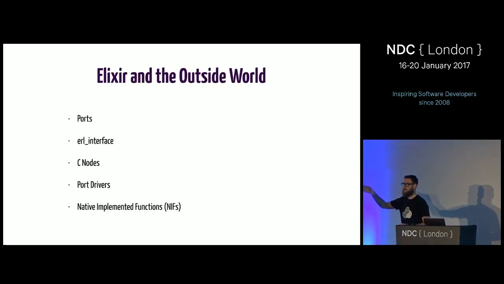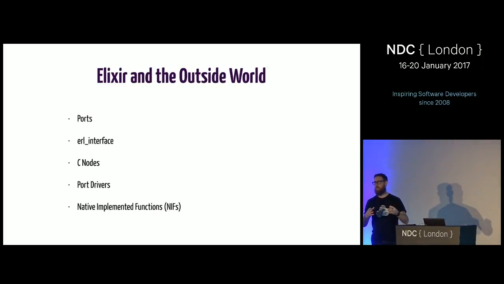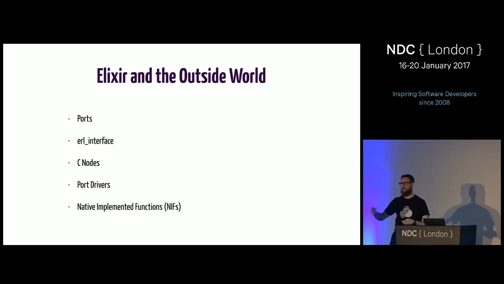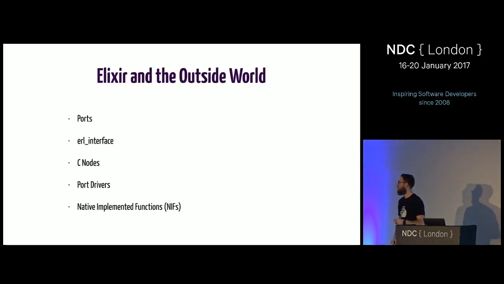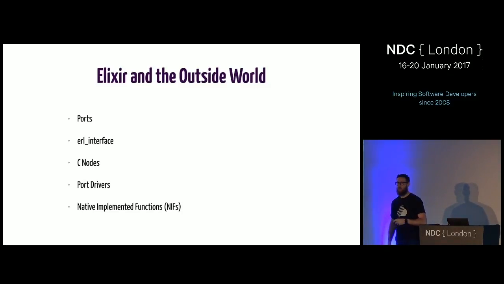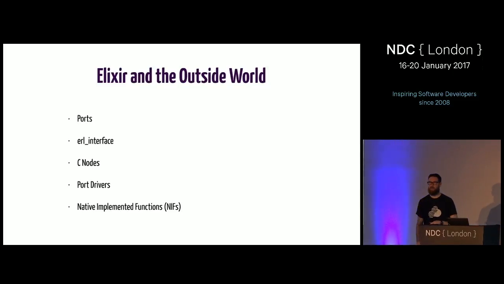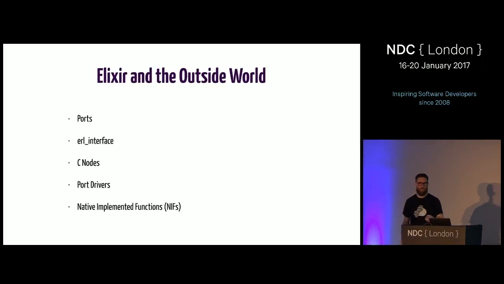C nodes are a version of that, where you have a C program that uses Erl Interface, so from the Erlang VM you can talk to a C program as if it were an Erlang node. There are also port drivers. If you need to talk to the file system, it goes through a port driver. Those are all implemented in C, so they're native functions with really fast execution. And then we also have native implemented functions, or NIFs for short, which are simply native functions that you can call.